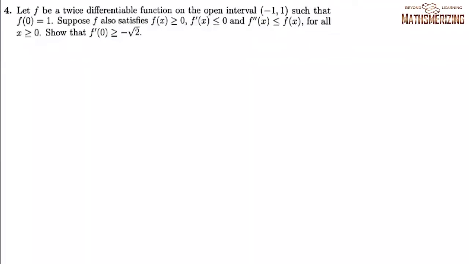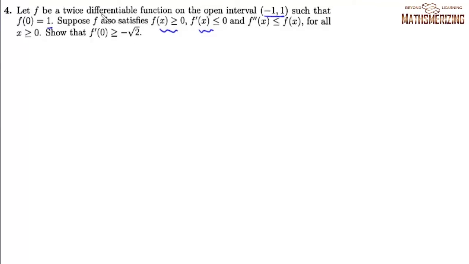Now question number 4 is, let f be a twice differentiable function in the open interval -1 to 1 such that f0 is 1. Suppose f also satisfies f(x) greater than or equal to 0, f dash x less than or equal to 0, and f double dash x is less than or equal to f(x) for all x greater than 0, then show that f dash 0 is greater than or equal to minus root 2.